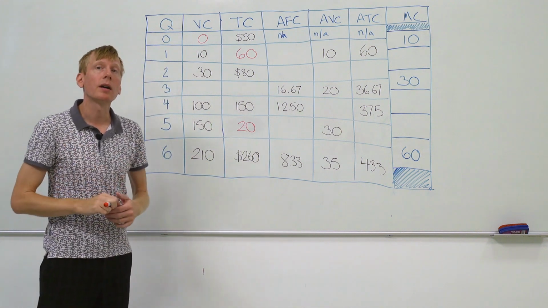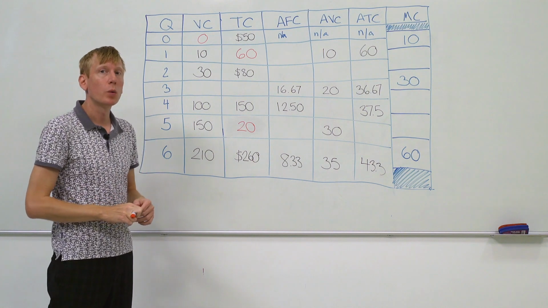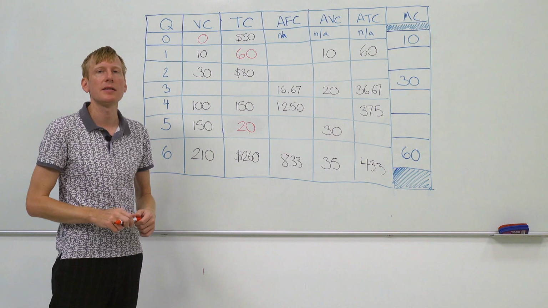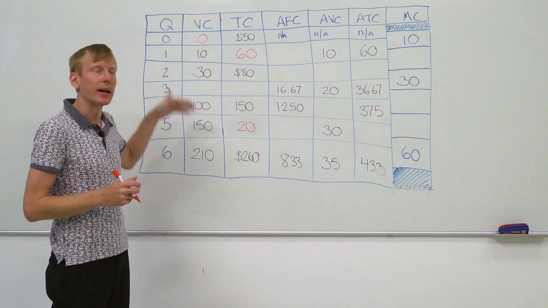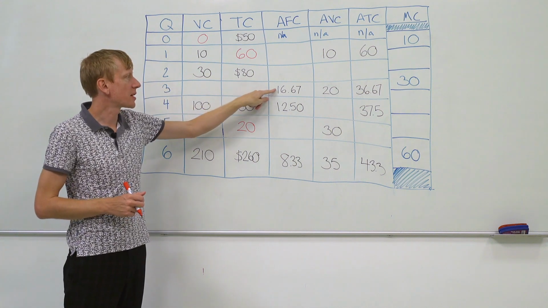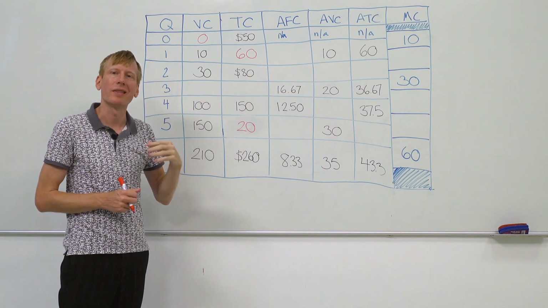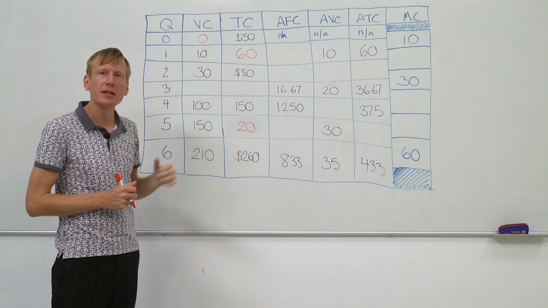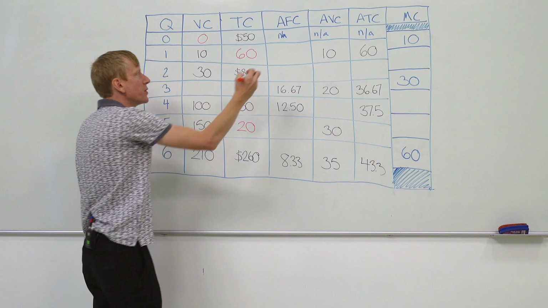Next, if we know that our fixed cost is 50, we should be able to calculate all of those values for average fixed cost by dividing that 50 by our quantity of output. And here, we see an average fixed cost of 16.67 with a quantity of 3, consistent with that. So for a quantity of 1 and a total fixed cost of 50, we can plug in an average fixed cost, also 50.